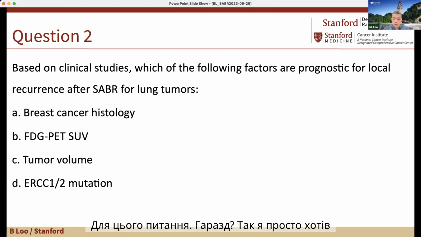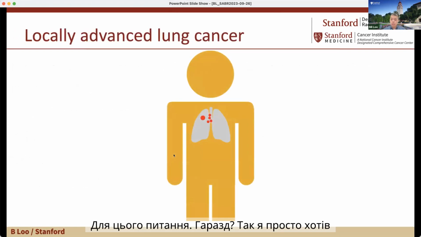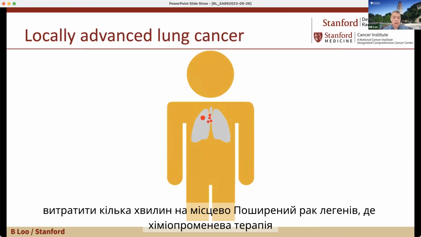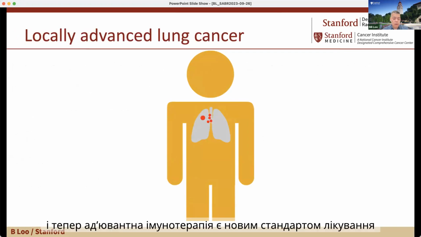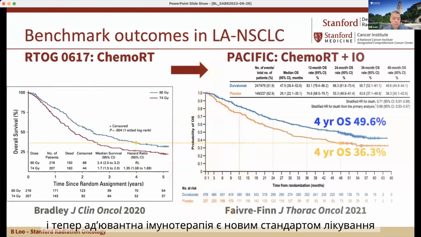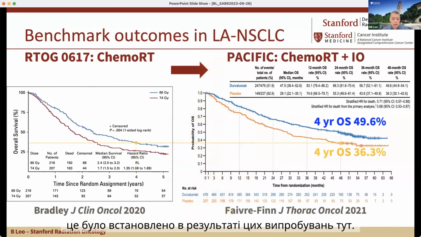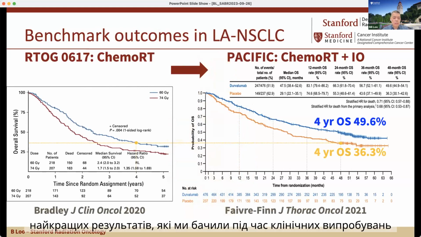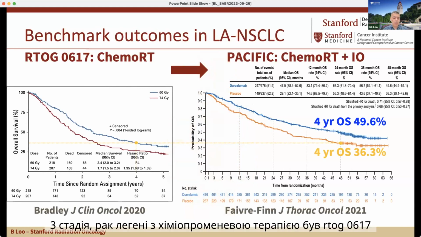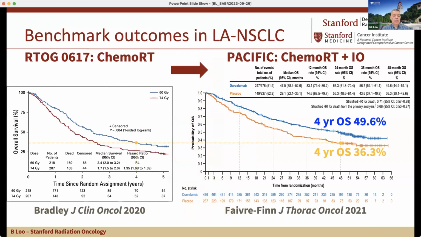Okay. So I just wanted to spend a few minutes on locally advanced lung cancer, where chemoradiotherapy and now adjuvant immunotherapy is the new standard of care. And that was established from these trials here. So up until recently, our benchmark for the best results that we've seen in clinical trials for stage 3 lung cancer with chemoradiotherapy was the RTOG-0617.